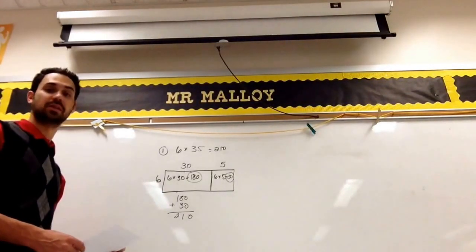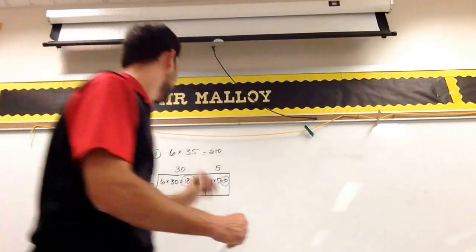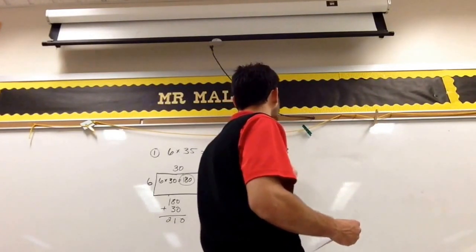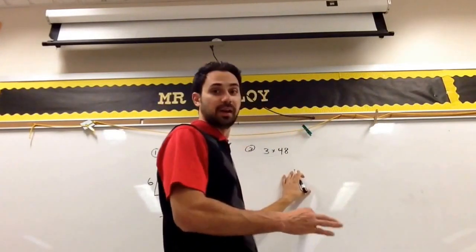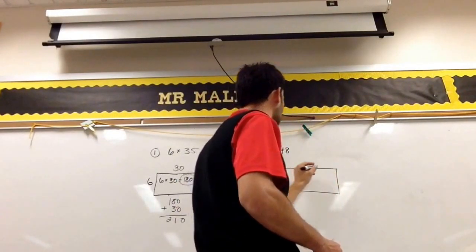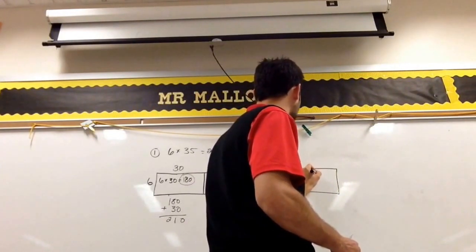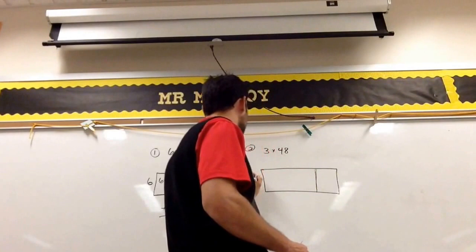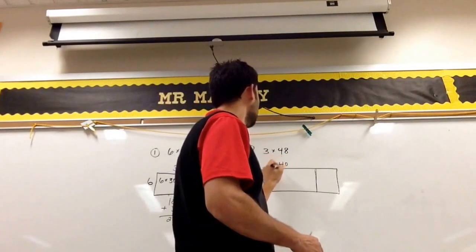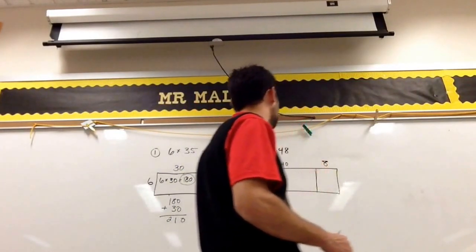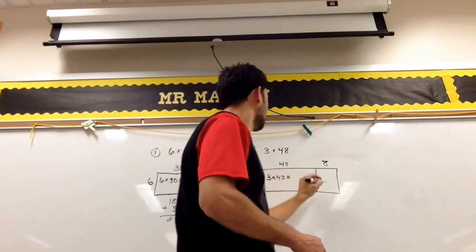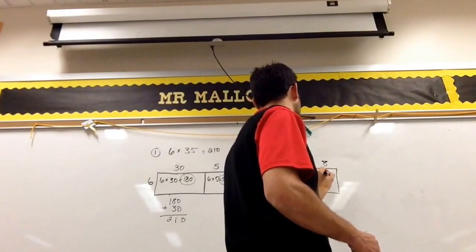Okay? So let's try another one. We'll do number 2 on the page. So this was number 1 on the page. This is number 2. So 3 times 48. So it's not a perfect square, so I'll make a rectangle to represent this problem. And the larger section is going to represent the 40, and the smaller section is going to represent the 8. So this is 3 times what? That 4 is not really a 4, it's a 40. And that 8 is actually an 8 because it's in the ones place. And then I just do the math.